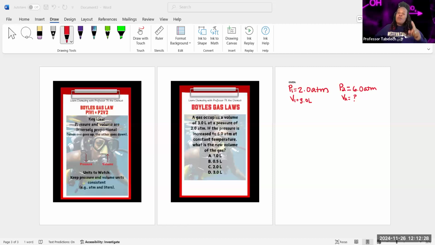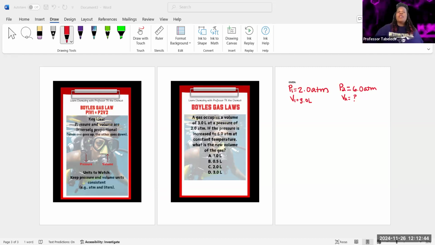to each other. Some of the things that you want to be on the lookout for are the pressure and volume units. You want to be consistent with them. You want to make sure that your volume is in liters and your pressure is in atm, unless otherwise noted.